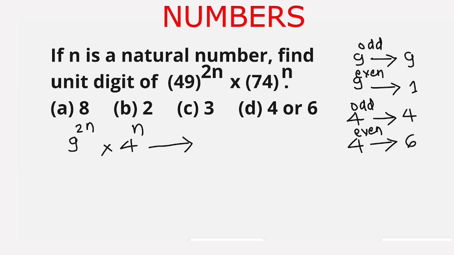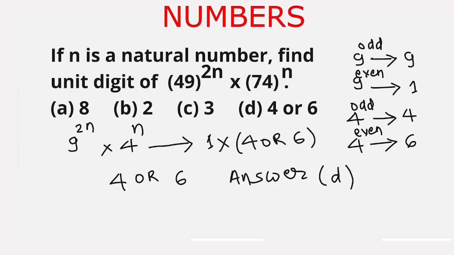Here we have to use the same property. 9 to the power 2n, 2n is even, so ones place will be 1, multiplied by 4 to the power n. We don't know whether n is even or odd, so it can be 4 or 6, and 1 times 4 is 4 and 1 times 6 is 6. So our answer will be 4 or 6, and from the given options our answer will be option D, 4 or 6. I hope you have understood the method of solving such type of question. We go to the next question.